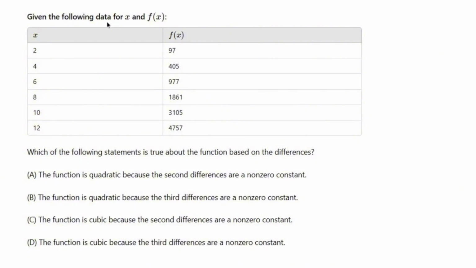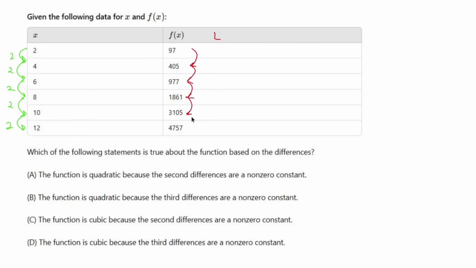Given the following data for x and f of x, so we have all this information right here, which of the following statements is true about the function based on the differences? Well, first things first, the x values each go up by 2, praise the Lord. So we have equal length input value intervals going on the left. That means if I wanted to find out if it was quadratic or cubic, I could do the same thing over here. Linear may not be the option, but we'll test its linearity by finding out what we have to do to each number to get from one number to the next.